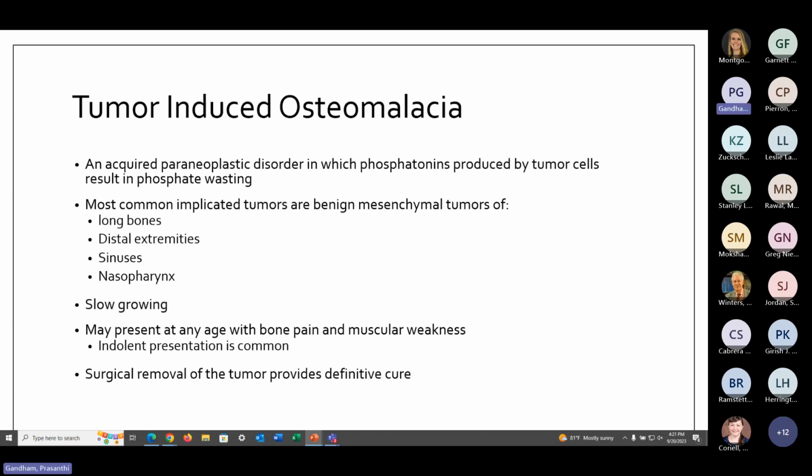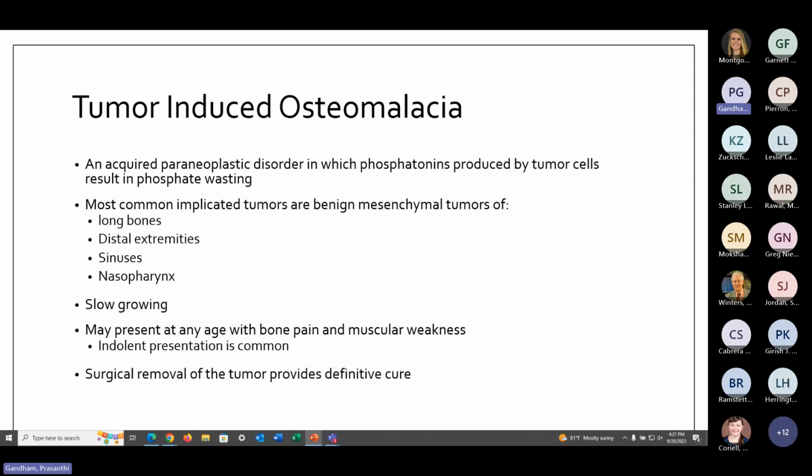Now we're moving on to some of the acquired forms of hypophosphatemic rickets. Tumor-induced osteomalacia is an acquired paraneoplastic disorder in which phosphatonins are produced by tumor cells, ultimately resulting in phosphate wasting and rachitic changes or osteomalacia. It's most commonly implicated in benign mesenchymal tumors, most often of the long bones, but tumors can be seen in other areas as well.